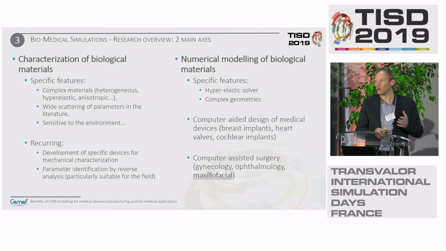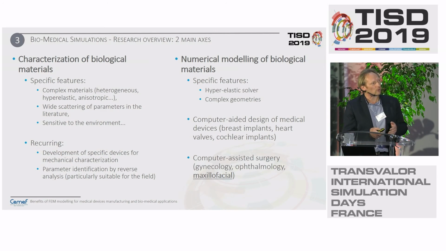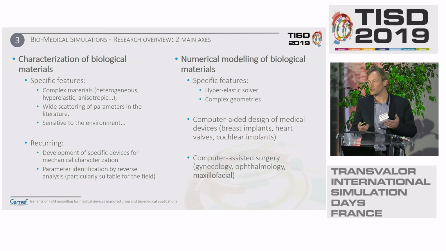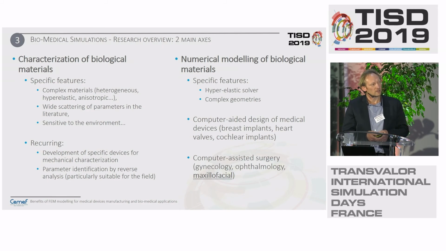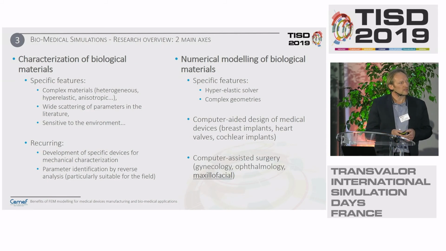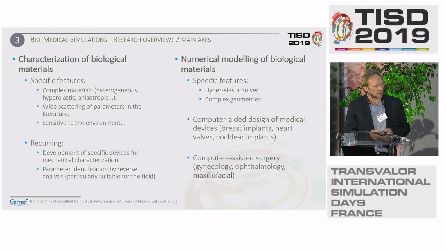This is inside the laboratory version of Forge. And we also have to deal with complex geometries. This means that generally CAD systems are not sufficient to reproduce the geometries of the organs or the tissues we are working on. So there are two main applications for numerical modeling. The first one is the computer-aided design of medical devices. I worked on breast implants, heart valves, cochlear implants, and so on.